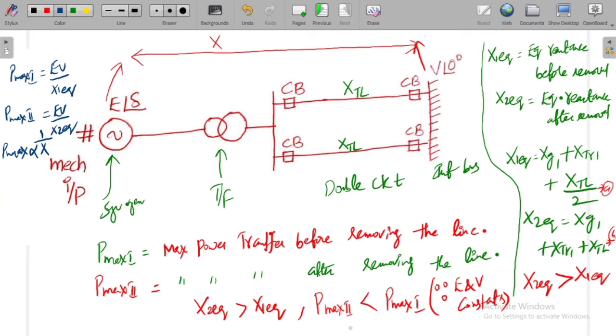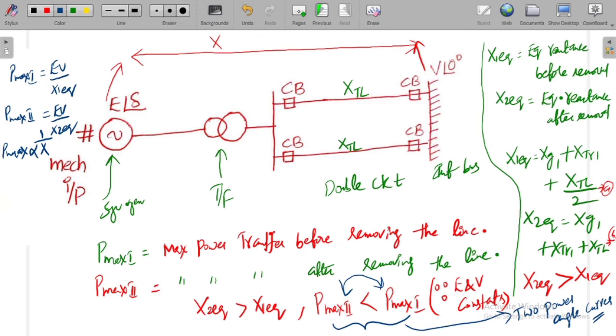That is the reason why we have two power angle curves. We can analyze the equal area criteria by using two power angle curves. Why are we getting two power angle curves? Because we have two different maximum power transfers. Before the removal and after the removal, we have two different power angle curves, right?